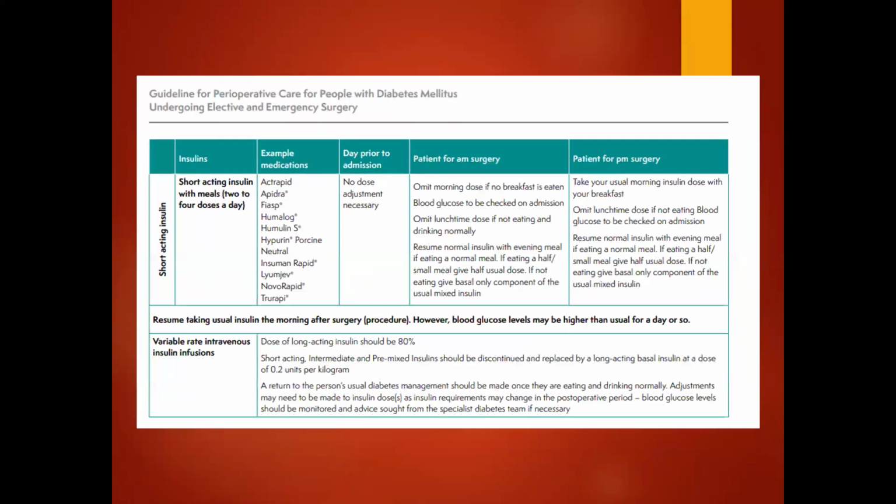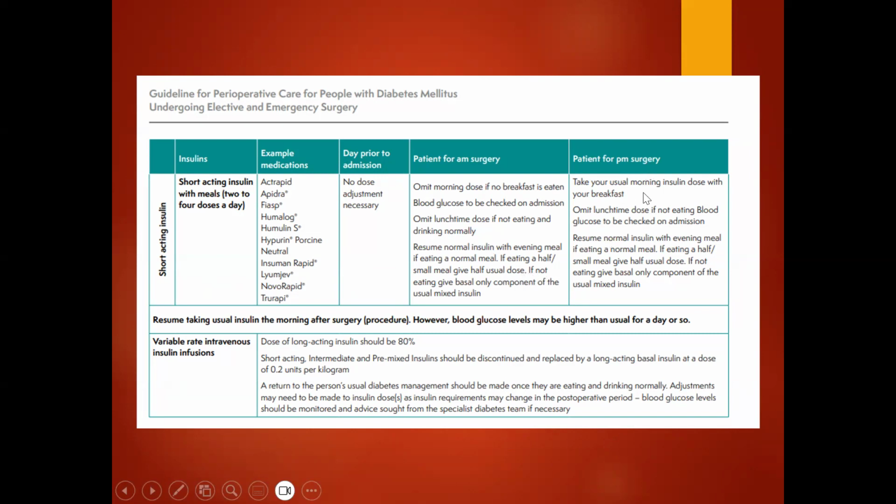What about short-acting insulin? Short-acting insulin, which patient of course takes with the meals 2 to 4 times a day. This includes all of the short-acting insulins which we know of. On the day prior to admission, no dose adjustment is necessary for any one of them. If the patient is for the morning surgery, as this patient, omit the morning dose if no breakfast is taken. Omit lunchtime dose if the patient is not eating yet. And once the patient goes back to his normal eating, then we can go to his normal dose. If the patient is not eating enough or eating half, then we can give half the usual dose for it.